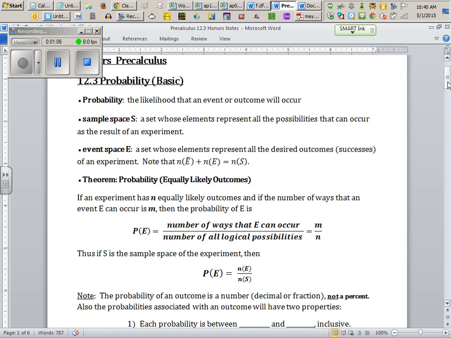But the problem with most people getting the wrong answers is usually that they don't understand the sample space. Okay, so let's talk about what sample space is. A sample space is a set of elements, it doesn't have to be numbers, which represent all the possibilities that can occur.